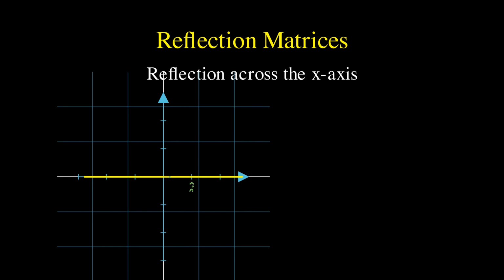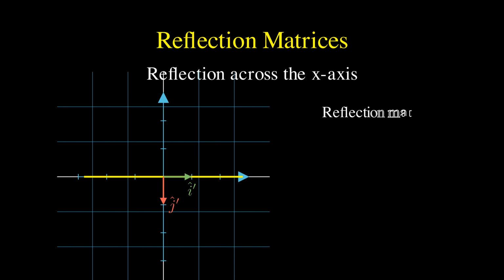The vector i, which lies along the x-axis, stays exactly where it is, because it's on the mirror line, so it maps to 1 and 0. But j, which points up along the y-axis, gets flipped down to a point in the negative y direction, so it maps to 0 and negative 1.